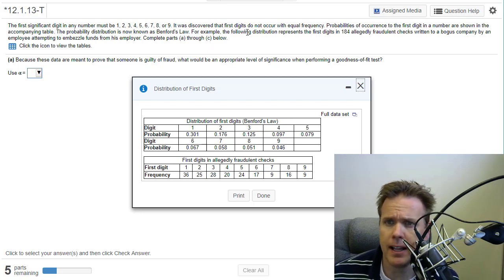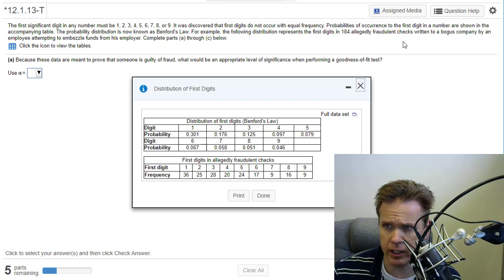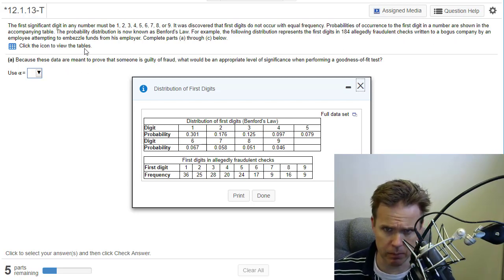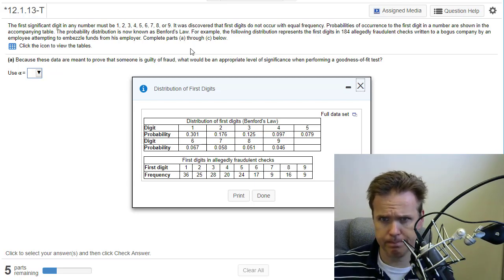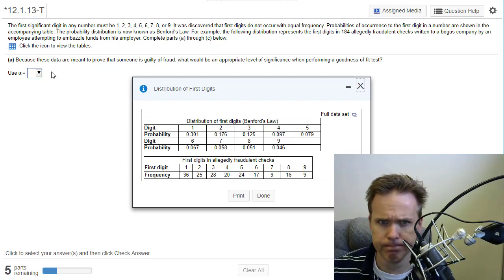For example, the following distribution represents the first digits in 184 allegedly fraudulent checks written to a bogus company by an employee attempting to embezzle funds from his employer. Complete parts A through C below.